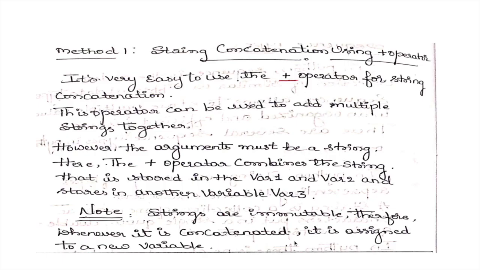Now, method 1, string concatenation using the plus operator, that is the addition operator. It is very easy to use the plus operator for string concatenation, right? It can be used to add multiple strings together. You can concatenate or add multiple strings using a plus operator. But the only disadvantage here is the arguments, whatever strings you are going to pass, must be strings. That means both operands that you pass to the plus operator should be strings.